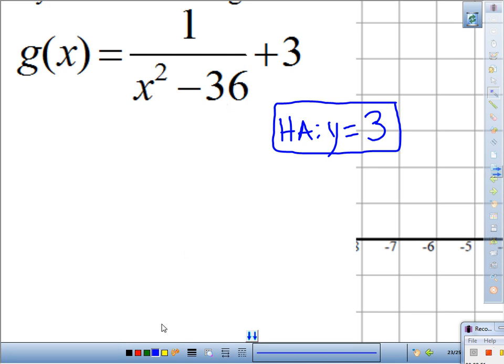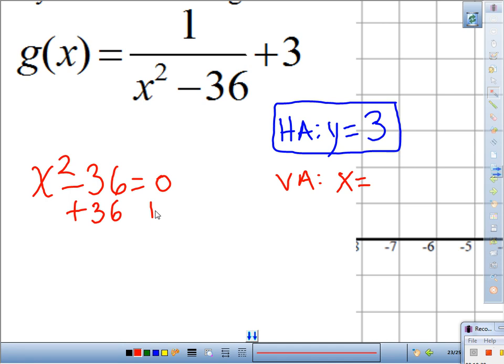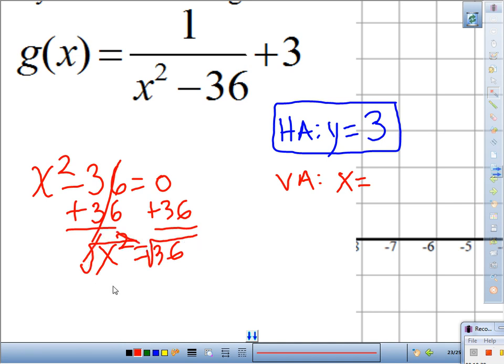So, what's another way of finding our vertical asymptote? What did we practice before we did anything? We did what? Excluded value. So x squared minus 36 equals 0. Plus 36, plus 36. x squared equals 36. Square root, cancel that squared. We're left with x equals plus or minus 6. You're like, what? Yes, now we have x equals 6 and x equals negative 6. Copy that, please.